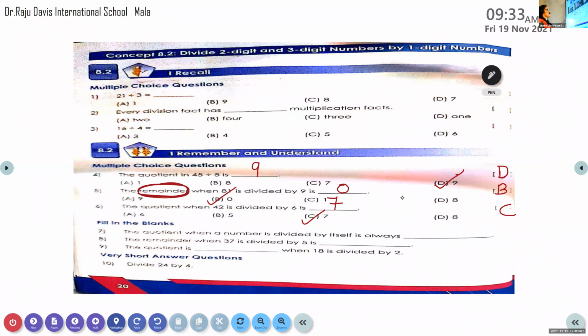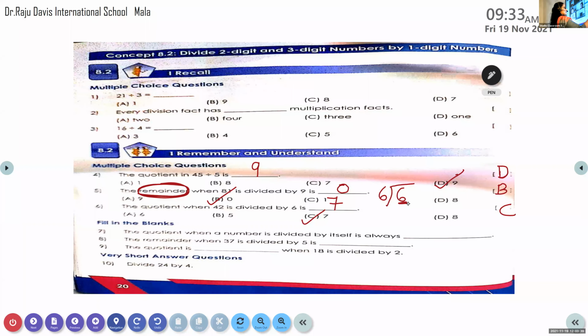The quotient when a number is divided by itself. Ma'am, 6 divided by 6, what will be the answer over there? Check. Divide it and check. What will be the answer? I know the answer. 1.